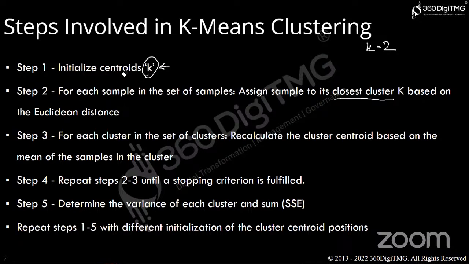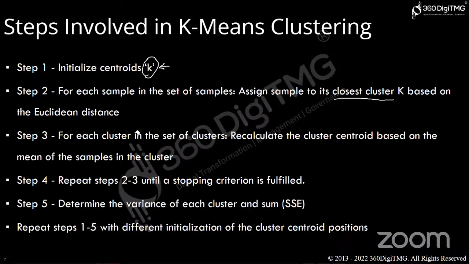Okay, so initialize K centroids. Then for each sample in the set of samples, we need to assign the sample to the closest cluster K based on Euclidean distance. So distances we are measuring based on Euclidean, but we can use any distance formula we want. We can use Euclidean, Manhattan, Mahalanobis, even cosine distance.